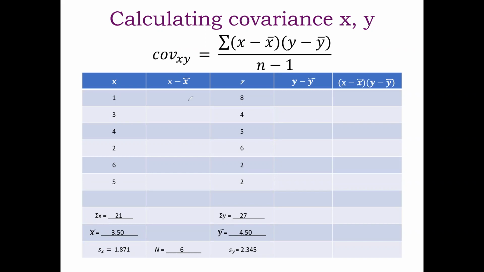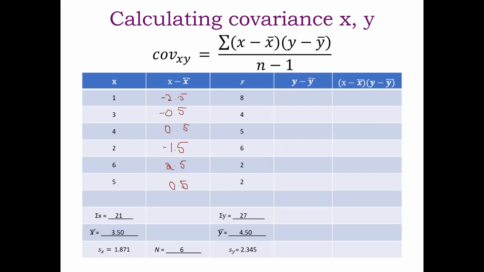Then we have to calculate the deviation. So here we just do 1 minus 3.5 is negative 2.5. 3 minus 3.5 is negative 0.5. 4 minus 3.5 is 0.5. 2 minus 3.5 is negative 1.5. 6 minus 3.5 is 2.5. And 5 minus 3.5 is 0.5.